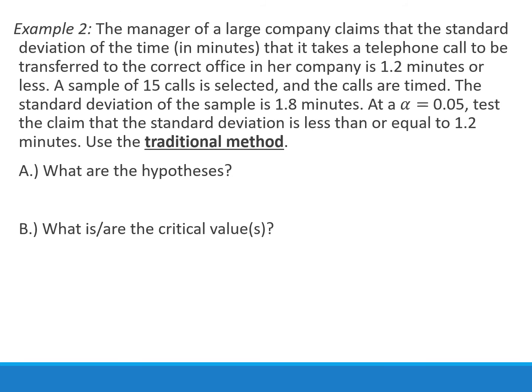Let's do one more start to finish. Here we have the manager of a large company who's interested in how long it takes to transfer a call. He believes the standard deviation is 1.2 minutes or less. He takes a sample of 15 calls. Based on that, we get a sample standard deviation of 1.8 minutes. At an alpha level of 0.05, we want to test the claim that the standard deviation is less than or equal to 1.2. We're going to use the traditional method for this one since we did the p-value method on the last one.